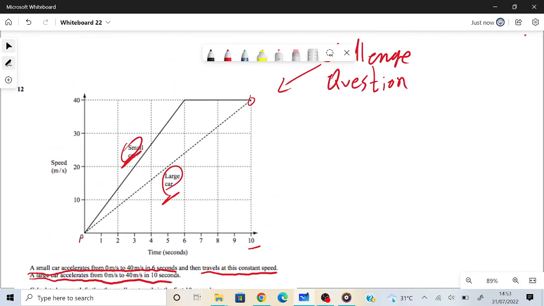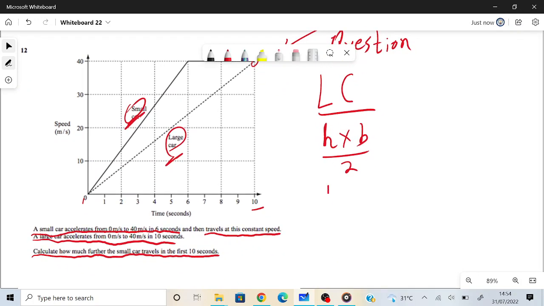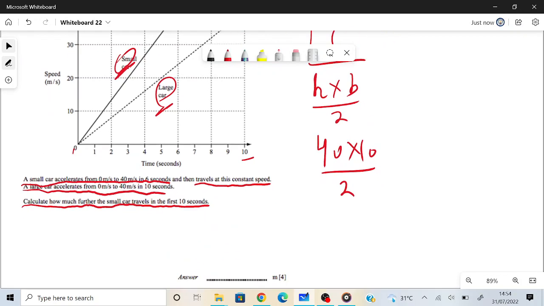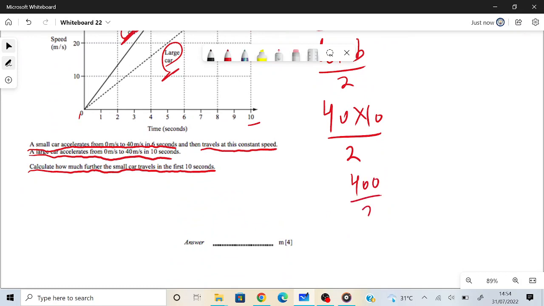Let's represent large car LC. So the large car curve is the broken line curve, and as you can see, the shape it's forming is a triangle. We know to find the area of a triangle, since we're trying to find distance, we take the area under the graph, and the area of a triangle is half times height times base. Our height in this case is 40, base is 10, so 40 times 10 is 400, divided by 2, this is 200. So the large car travels 200 meters in the first 10 seconds.